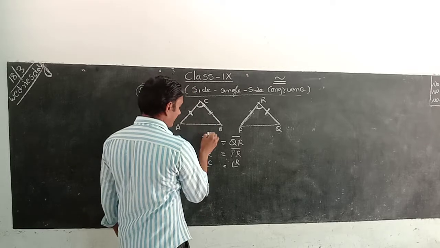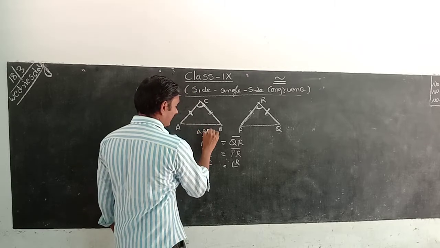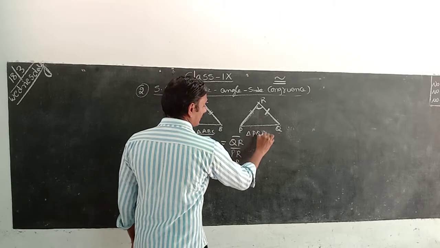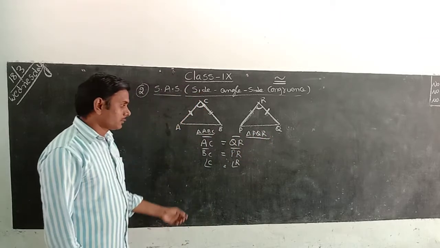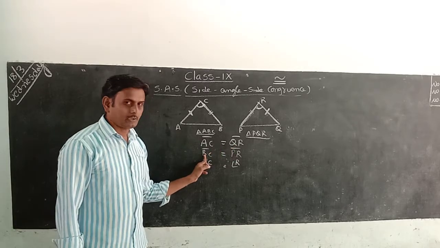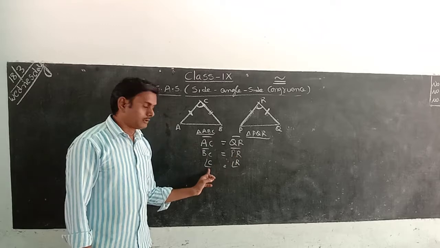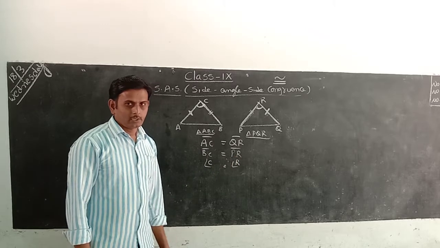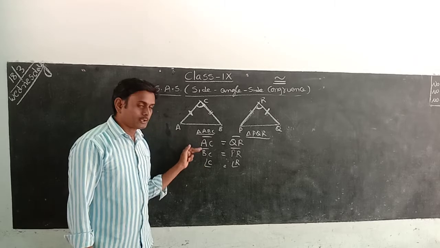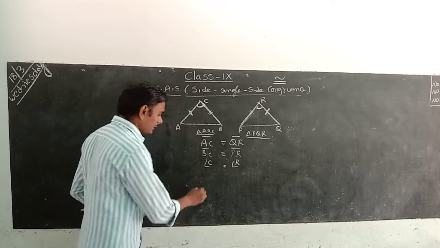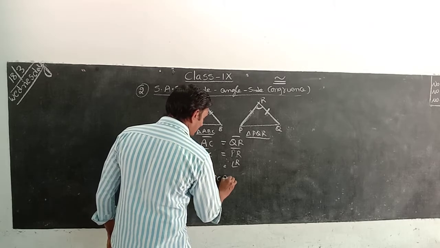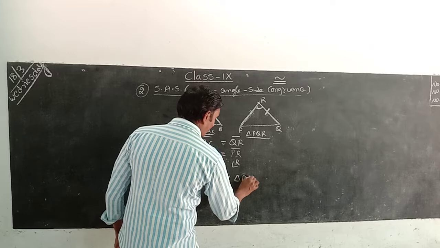Okay, here this is triangle ABC. This is triangle PQR. If you choose here, first, one side equal to a side. Second, one side equal to a side. Third, one angle equal to an angle. Here two sides are equal and one angle is equal. So we can say this is congruent. Triangle ABC is congruent to triangle PQR.